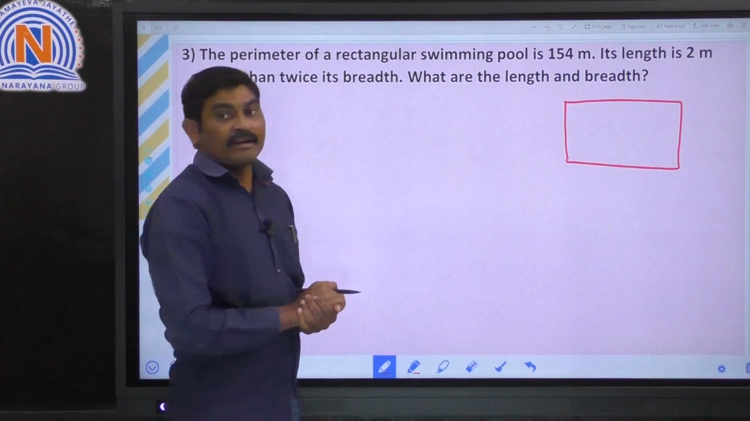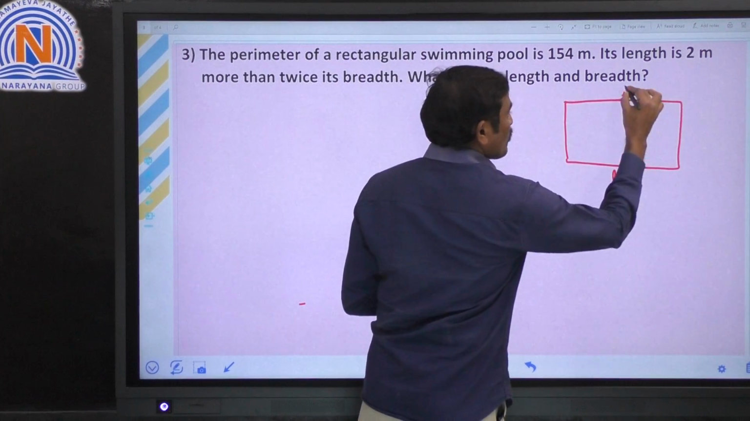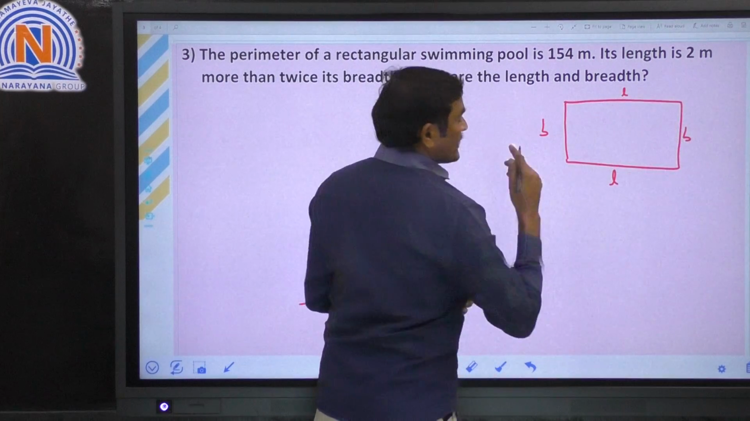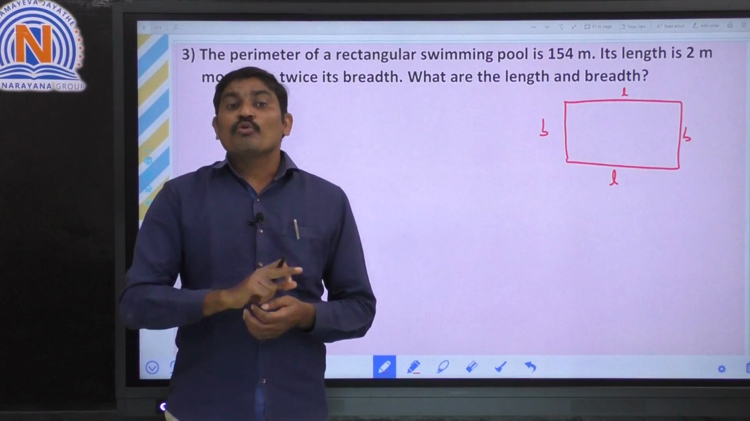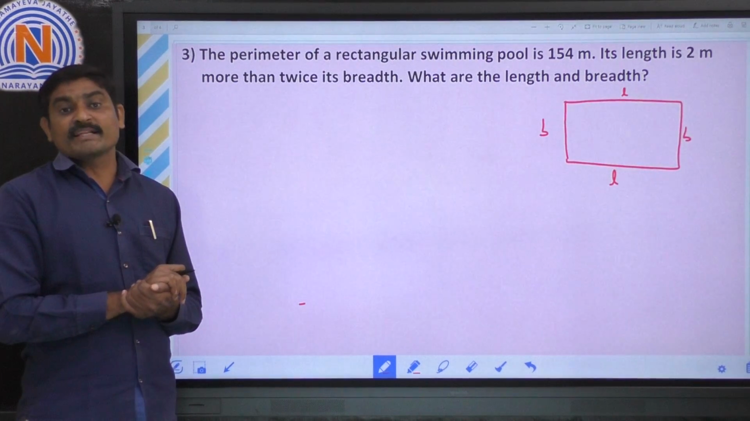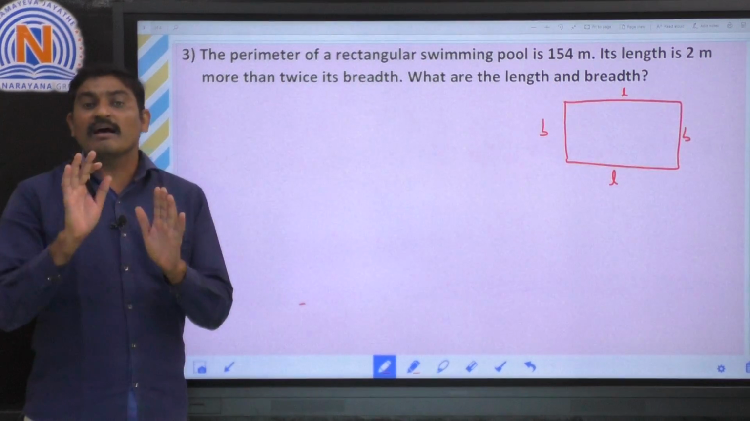This is the rectangle. In this rectangle, the longest side is a length, so we have two lengths. The shortest side is a breadth, we have two breadths. Now observe here, length is 2 meters more than twice its breadth, which means length depends on the breadth.